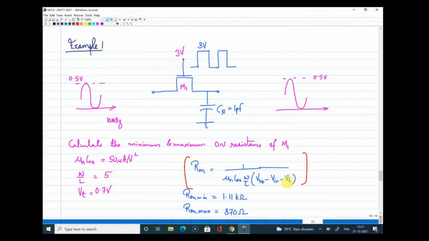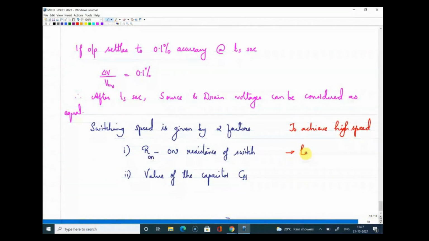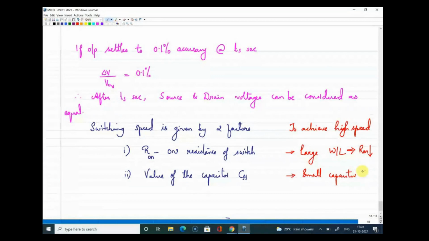Yeah, large aspect ratio, that is true. So one thing we can do is have a large W by L value, which will in turn reduce the on resistance, thereby increasing the switching speed. Or the second thing is, you can have a small capacitor, CH. Now these are the things which we are stating.